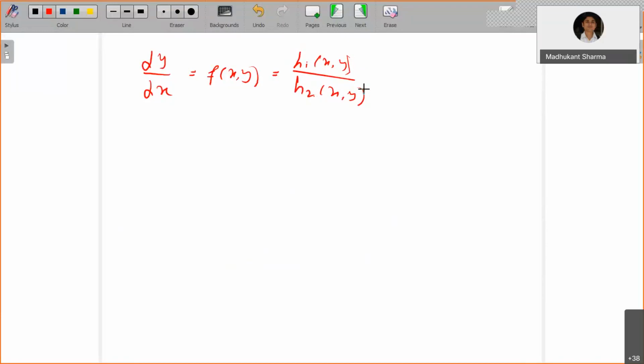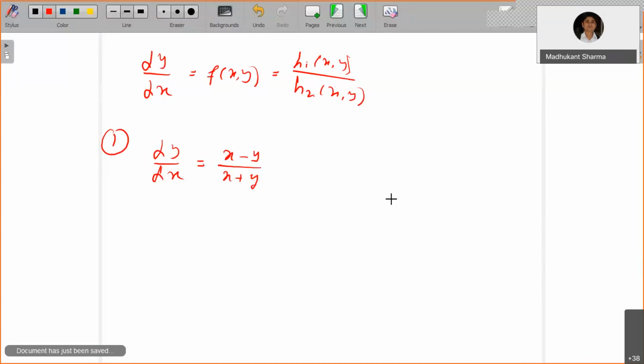Right. Now let's take one example. Let's say dy by dx equals x minus y divided by x plus y. Now you see the numerator is of degree 1, the denominator is also of degree 1. So 1 minus 1 is 0. Or you can replace x by lambda x and y by lambda y, and lambda will get cancelled. That is degree 0 in total. Then it is a homogeneous differential equation.